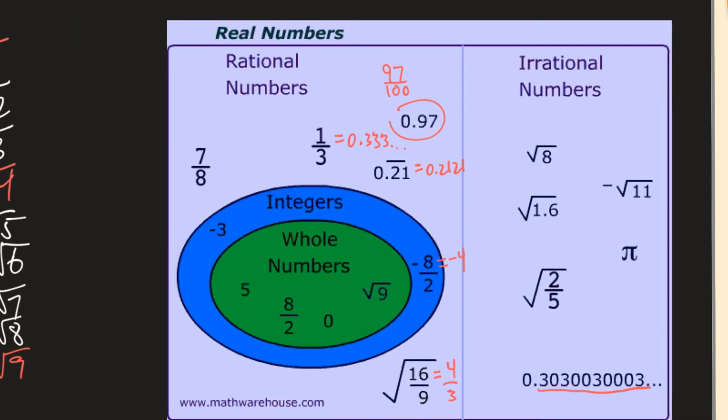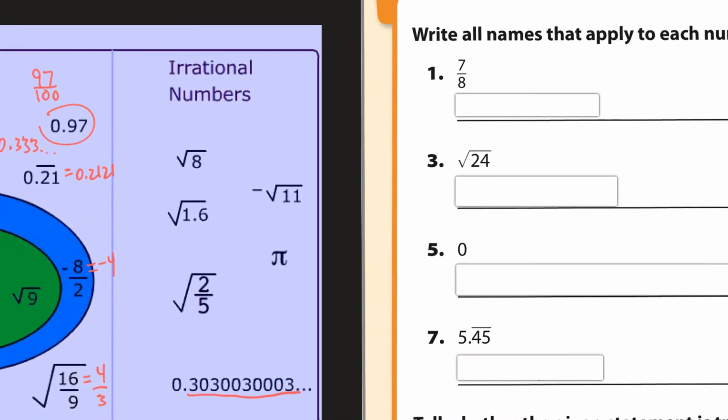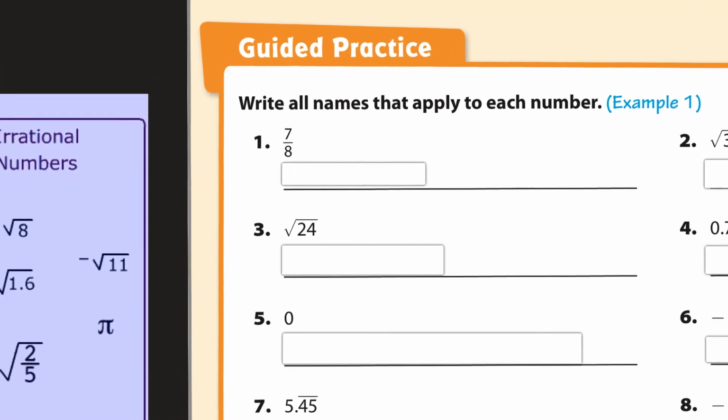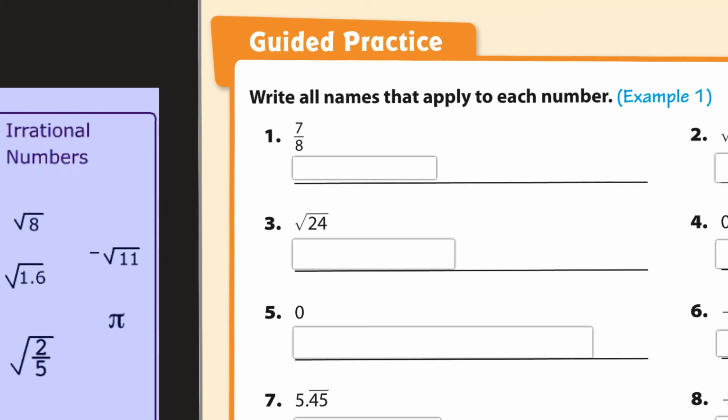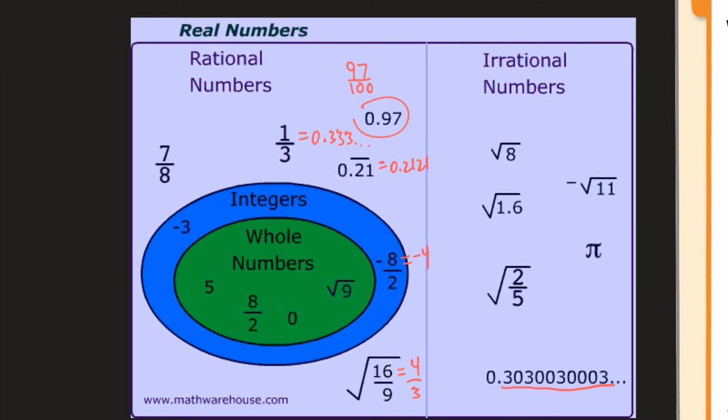So and that list just keeps on going. So anyway, you got a lot of information here. Let's get into this. Write all the names that apply. Well, it's just a fraction of integers, and so that is rational, and if it's rational, then it's also a real number, right? Everything that we're dealing with here is all over here, real numbers.